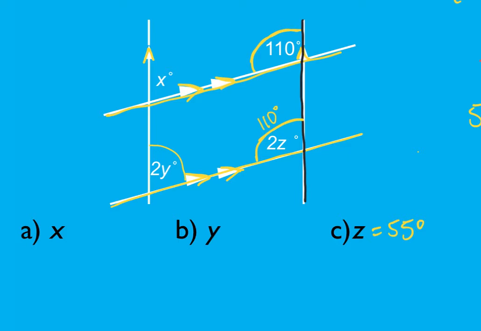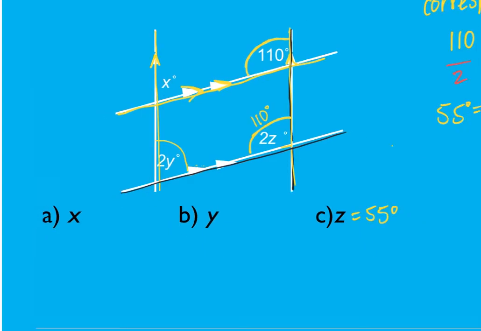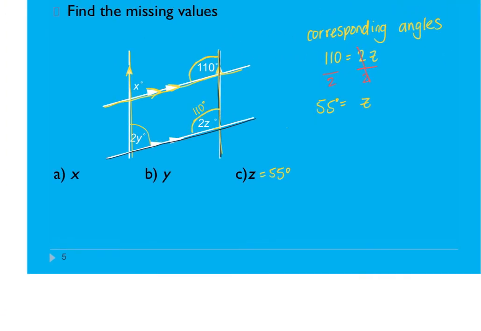Okay, knowing that z is 55 degrees, or that this whole angle is 110 degrees, now we can figure out 2y. So now things change though. Our transversal is no longer the black line. Our transversal is now the yellow line that we had before. So these two are the parallel lines, and our transversal is now this line. So how do we compare 2y and 2z?